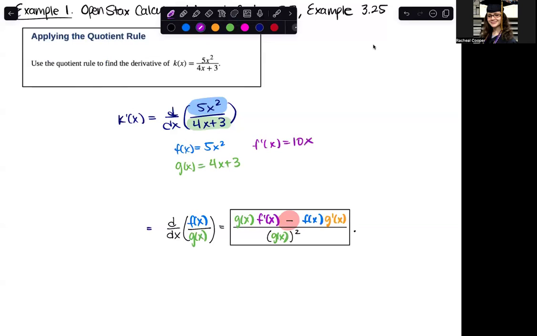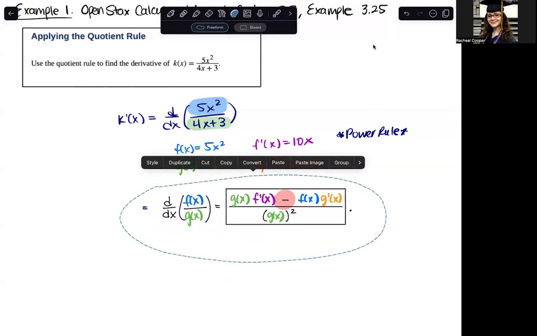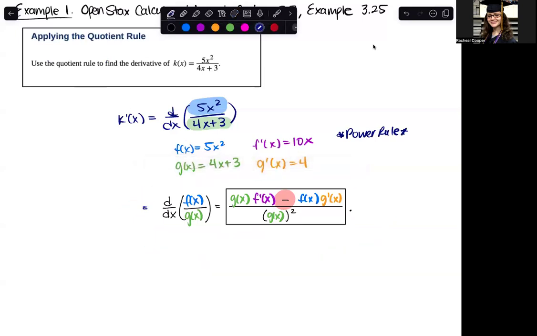The derivative of 5x squared is 10x, and the derivative of 4x plus 3 is 4. Go back and review your power rule if you need to at this stage, especially if you're looking at this and saying, I don't know why that's the derivative of 5x squared, or I don't know why that's the derivative of 4x plus 3. That's because of the power rule. And at this stage, if you're not comfortable with the power rule, you're not using your time wisely.